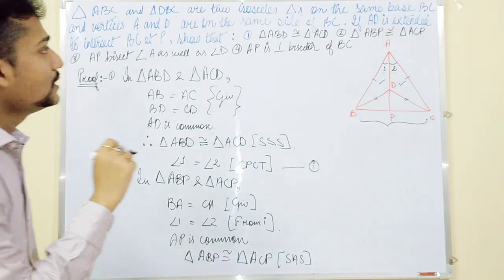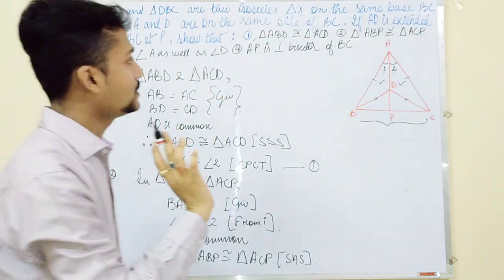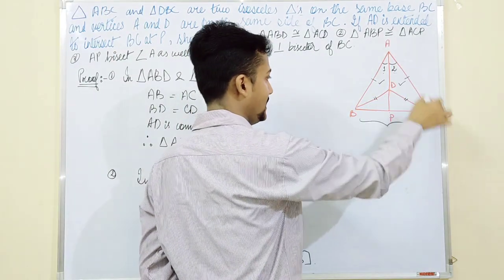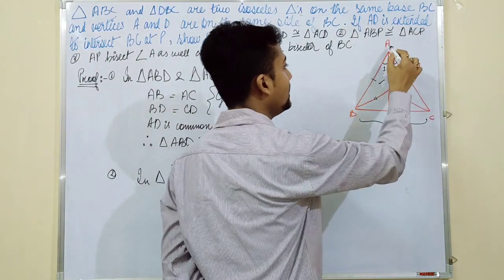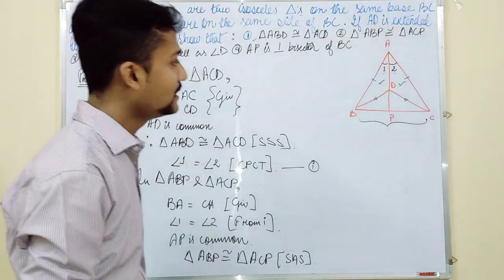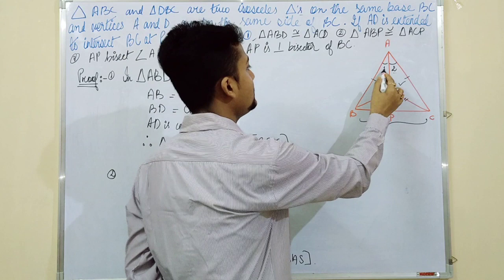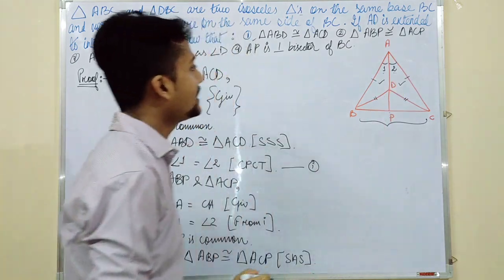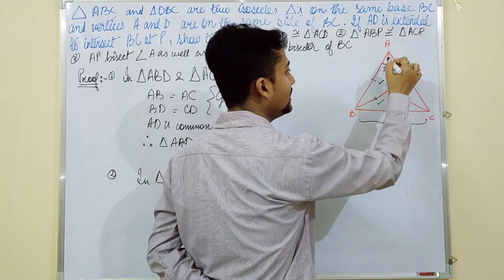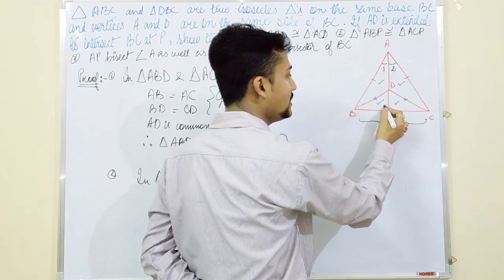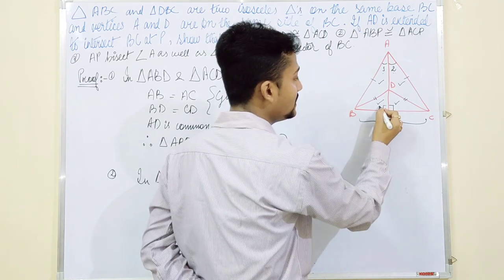Okay, so till this much we have proved that ABD and ACD both are congruent, and ABP and ACP both are congruent, done. Then next we have to prove that this particular line AP bisects angle A as well as angle D. Now this particular triangle and this particular triangle are congruent. If they are congruent, then these two angles can be said to be equal to one another.